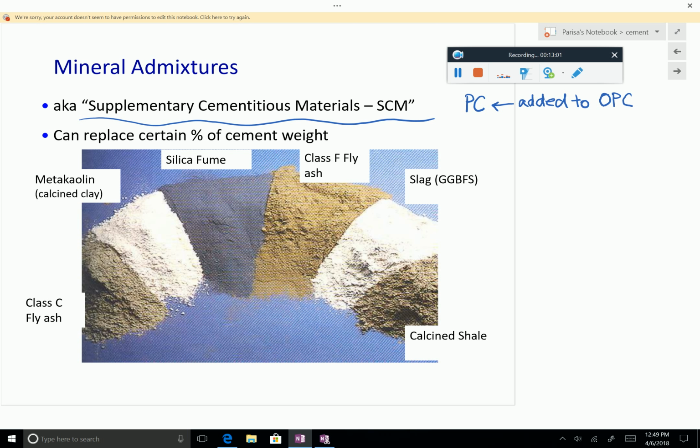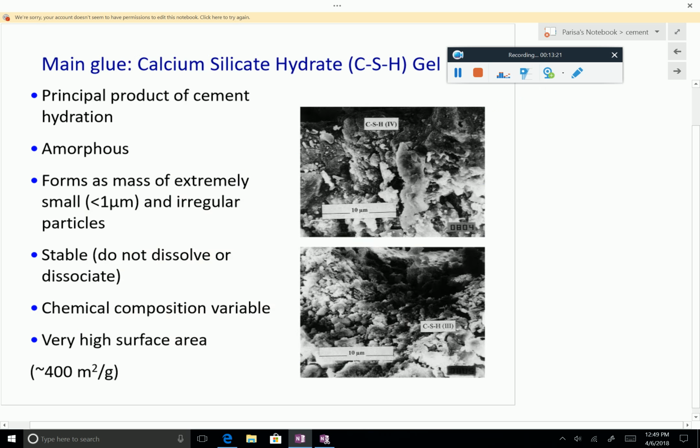Some of the important ones are fly ash, which, if you remember, we saw in the video, slag, which is a byproduct of steel plants, or silica fume. And there are other types of admixtures. So these are powders pretty much.